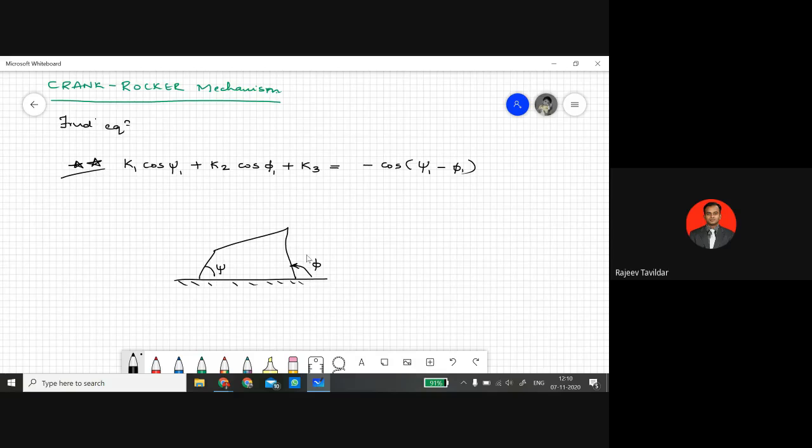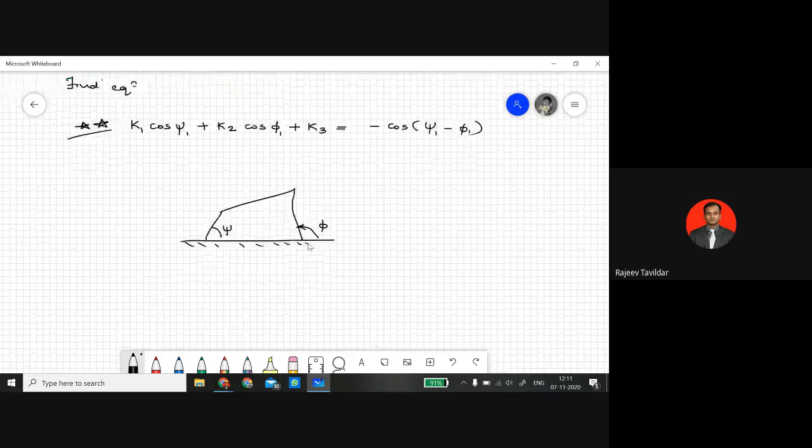In the earlier case, since there was a slider, we didn't get that phi angle. But here there is a rocker, so the rocker can definitely rotate with respect to the pivot point, and the angle is represented by phi. So in this above equation, you can write the same equation 3 times. In the second equation, you will have to just replace psi 1 by psi 2 and phi 1 by phi 2. Similarly, in the third equation, you can write psi 3 and phi 3. Let us take up the problem so that it will be more clear to you.